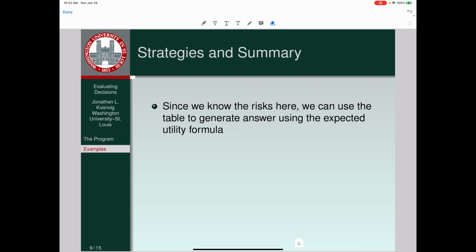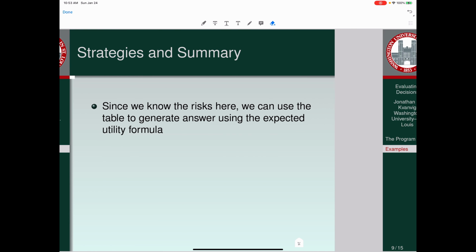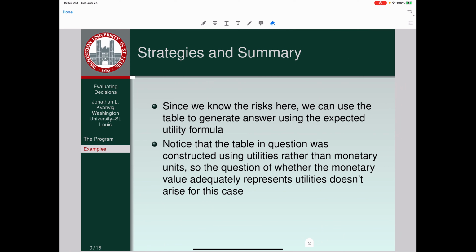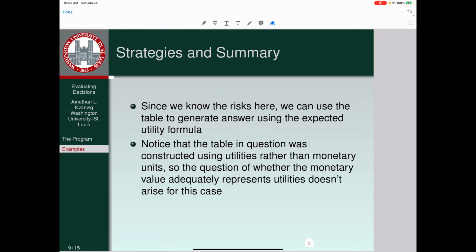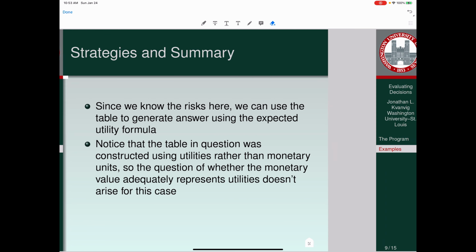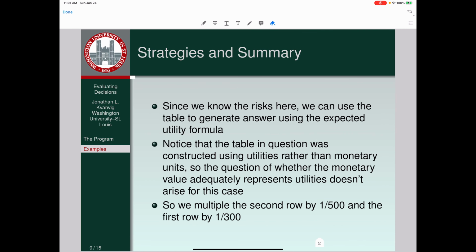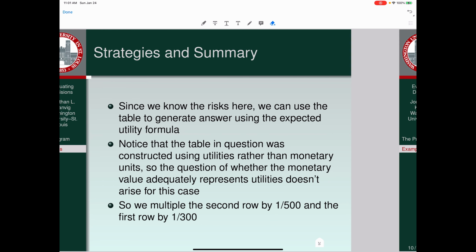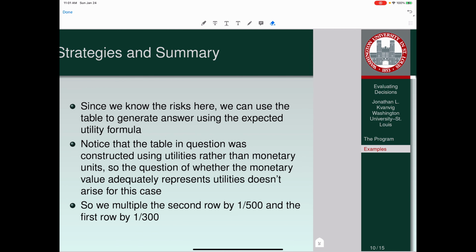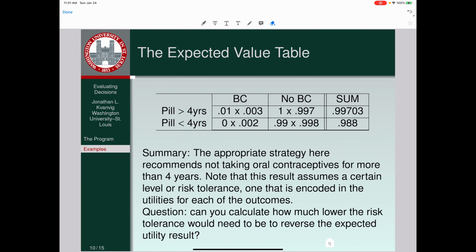Since we know the risks here, that's what the 1 in 500 and 1 in 300 numbers gave us, we can use the table to generate an answer using the expected utility formula. Notice that the table in question is constructed using utilities rather than monetary units, so the question of whether the monetary value adequately represents utilities doesn't arise for this case. So we multiply the second row and the first row by the relevant pieces of information we have about the known risks, and that generates the following table.